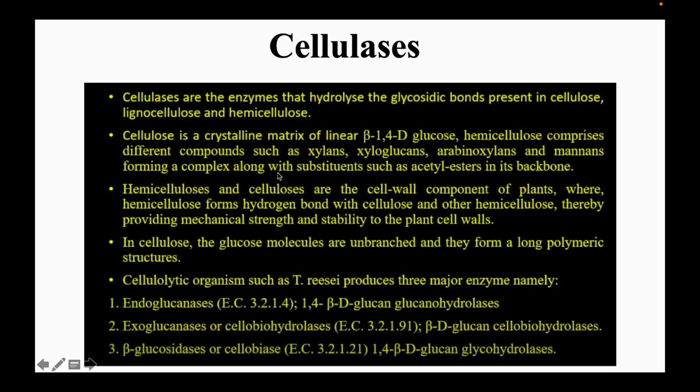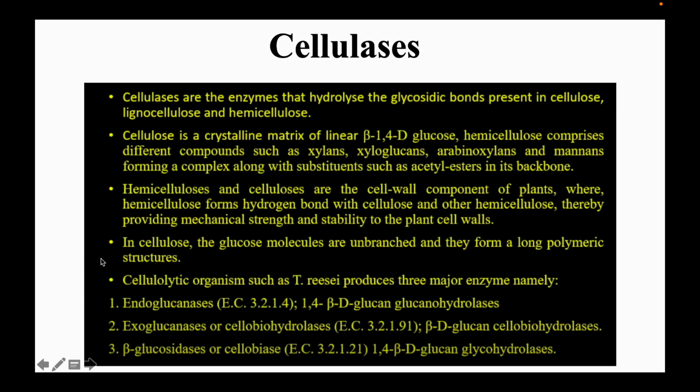Hemicellulose comprises different compounds like xylans, xyloglucans, arabinoxylans and mannans, forming a complex with substituents such as acetyl esters in its backbone. Hemicellulose and cellulose are cell wall components in plants, where the hemicellulose forms hydrogen bonds with the cellulose and other hemicellulose, thereby providing mechanical strength and stability to the plant cell walls.